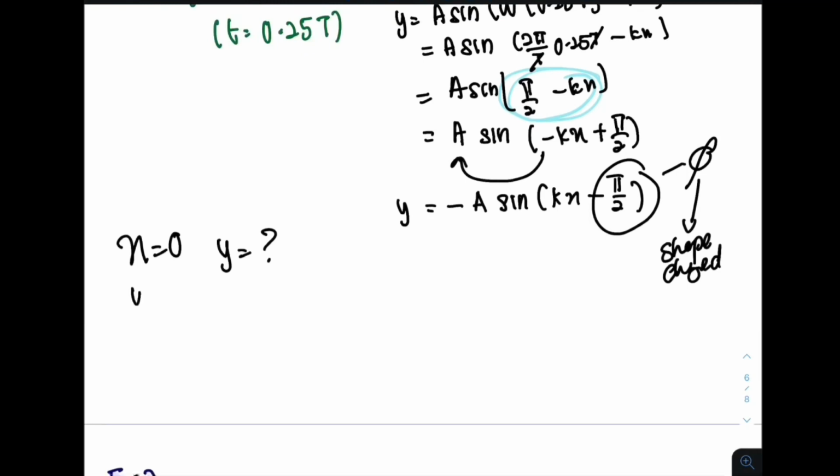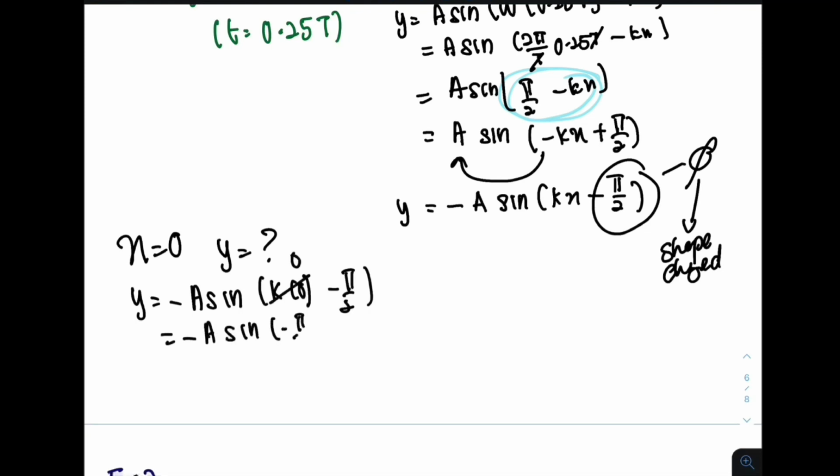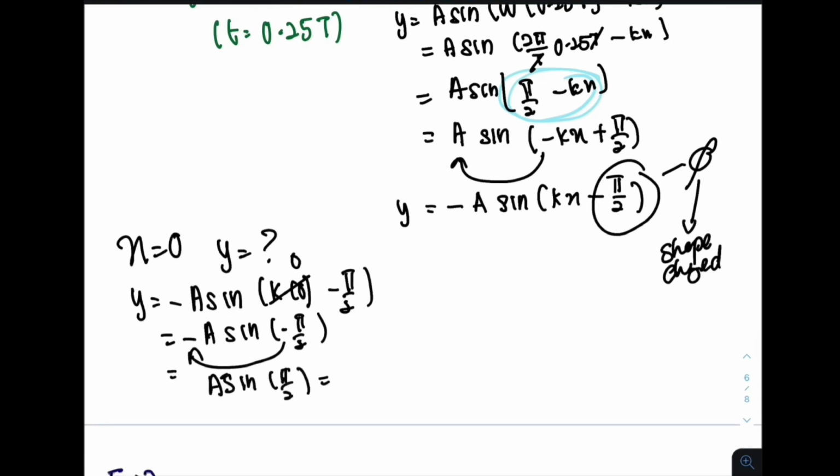So what we are going to do is substitute y equals negative A sin k0 minus pi over 2. So this becomes zero. So negative A sin negative pi over 2. Bring this negative to the front, becomes negative positive. Bring this negative to the front. So I get positive A sin pi over 2. Sin pi over 2 has a value of 1. So y equals A. When your x equals 0, your y is at A. So now we can draw our graph.